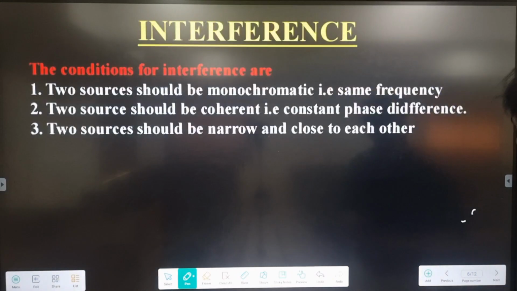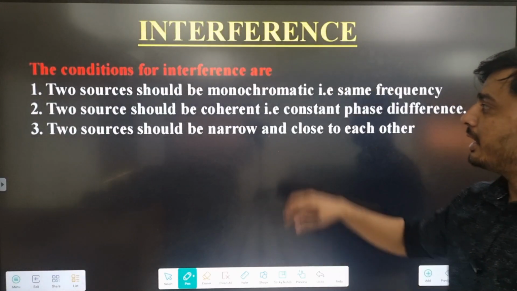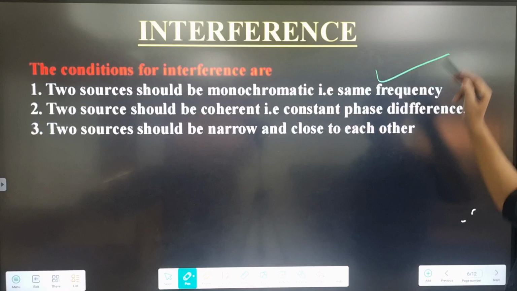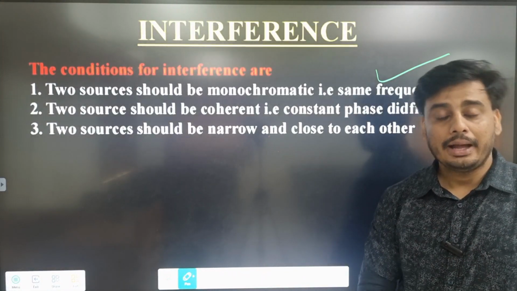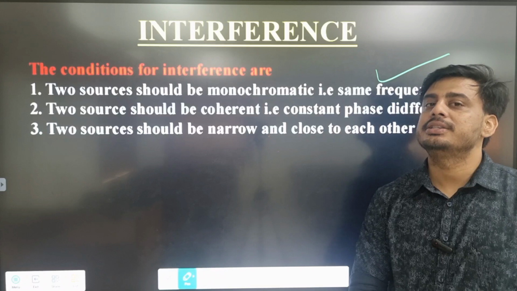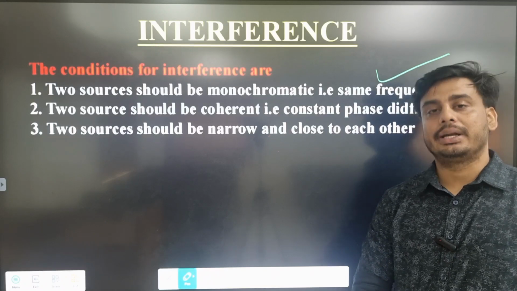Then we will discuss the conditions. So the conditions are the two sources must have the same frequency. Two sources must have the same frequency. And one more important thing is that they must be coherent.